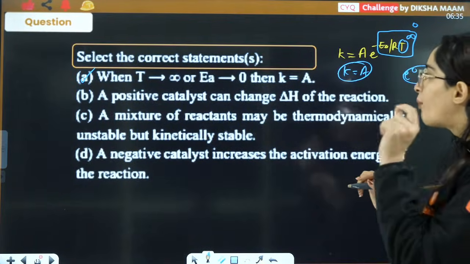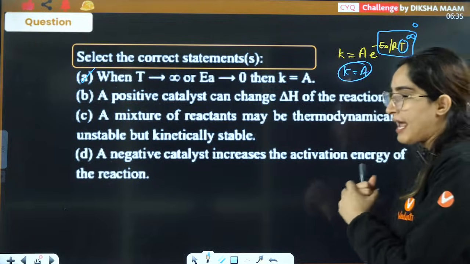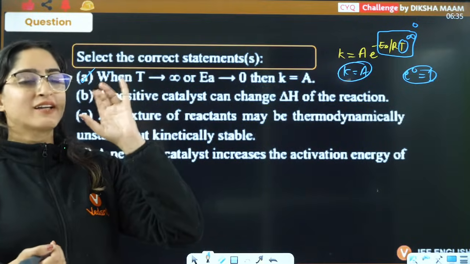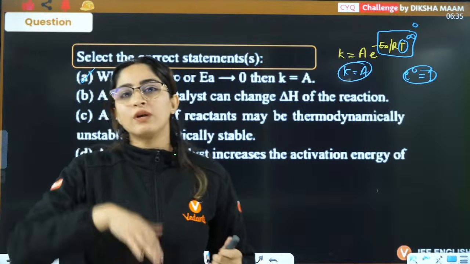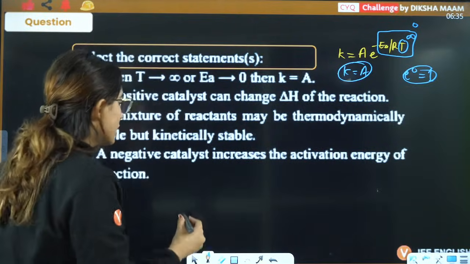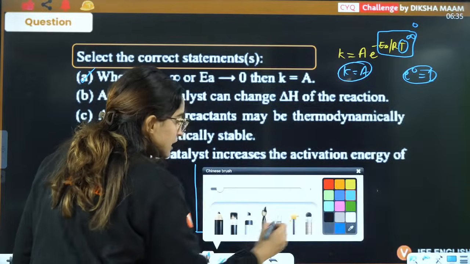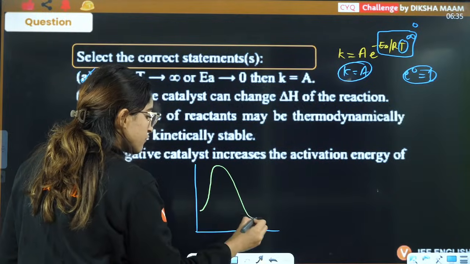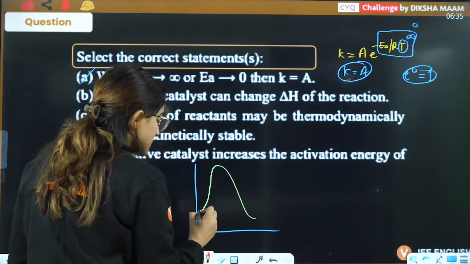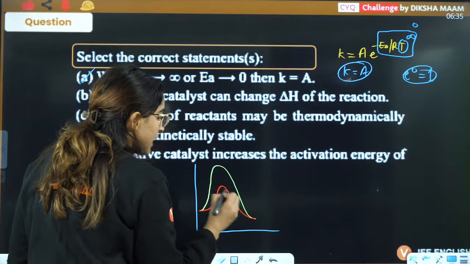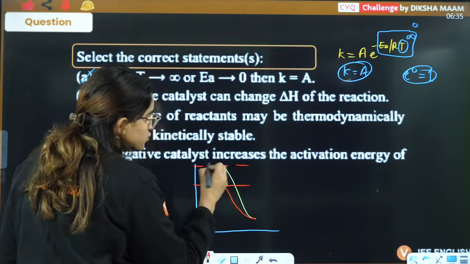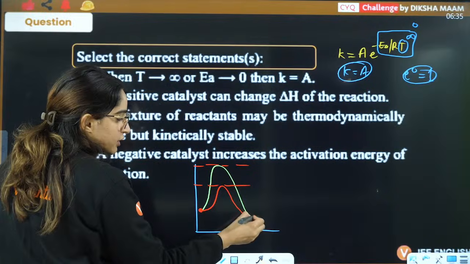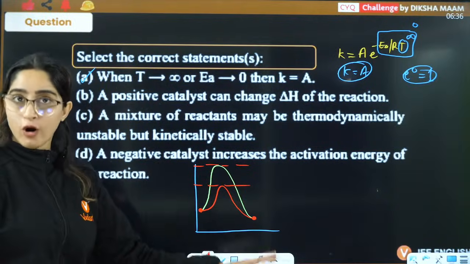Second statement is a positive catalyst can change delta H of the reaction. Now in chemical kinetics, we have this catalyst, what does it do? Catalyst only changes the activation energy. I'll show you this with the help of a diagram as well. If you see, this is, let's say, initial, this is final. After the catalyst is there, it will only change the activation energy. It is not going to change this initial heat, and that means the heat of the reactant and product will not be changed here.